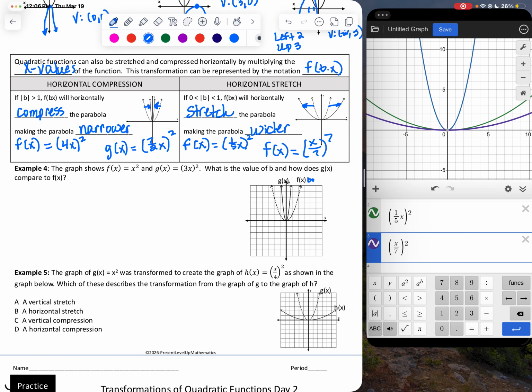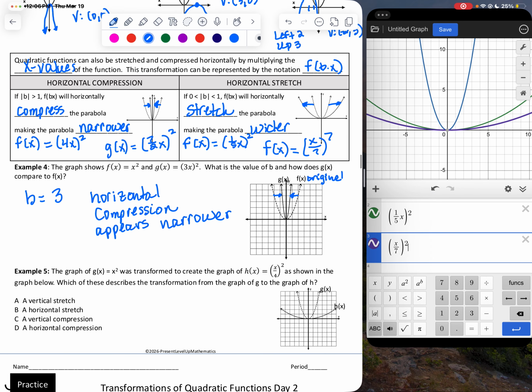So here's your original. It's the dashed one. So notice, to get to the new graph, you have to horizontally compress, or make it smaller. So the value of b in this problem is 3, and it's a horizontal compression. And it appears narrower.